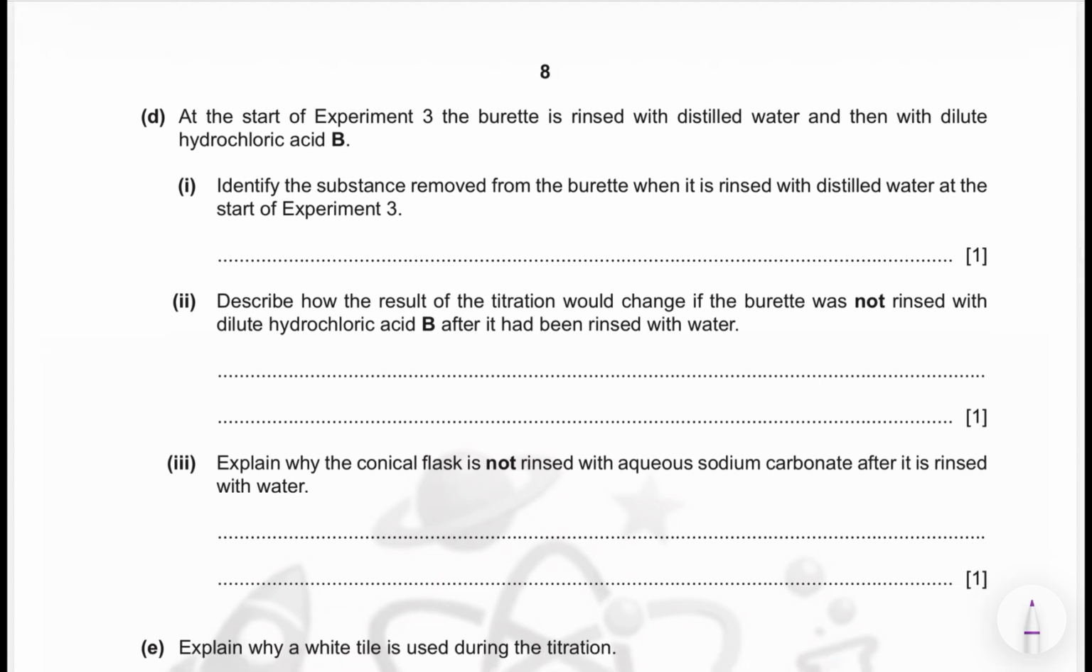Next, D. At the start of experiment 3, the burette is rinsed with distilled water and then with dilute hydrochloric acid B. So first it is rinsed with distilled water and then with dilute HCl B. Identify the substance removed from the burette when it is rinsed with distilled water at the start of experiment 3. So experiments 1 and 2 were actually done using solution A, and experiment 3 is done with solution B. So we are trying to remove dilute HCl.